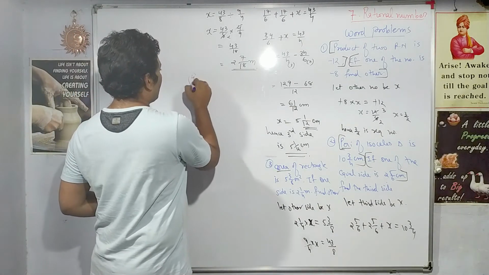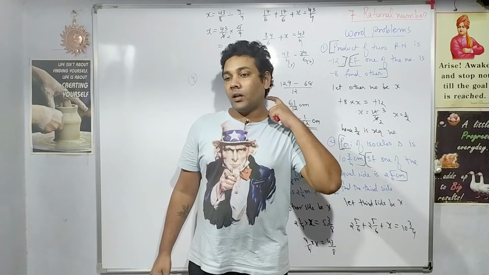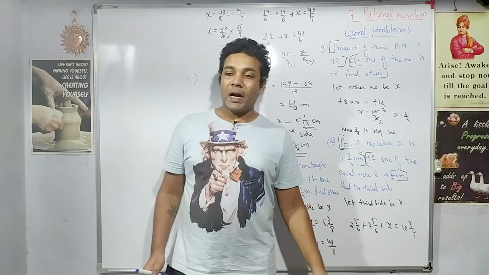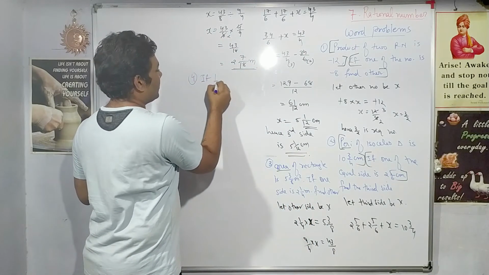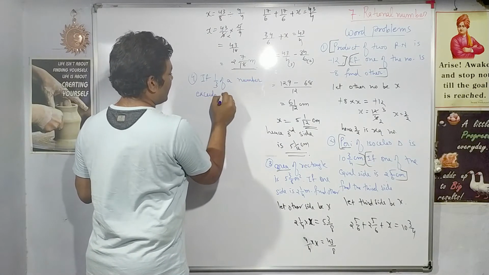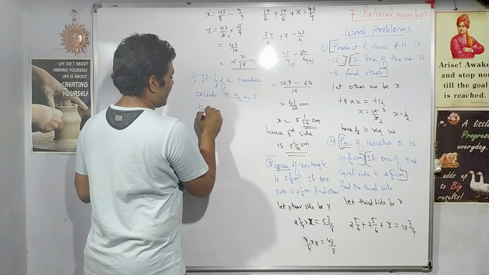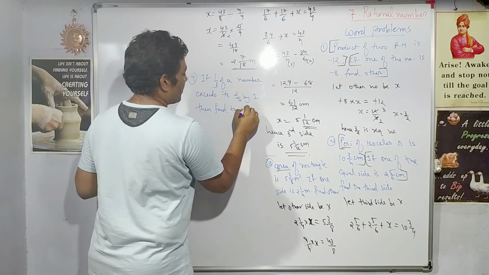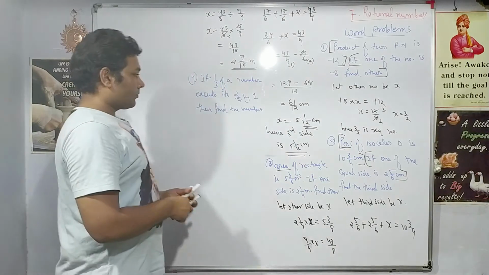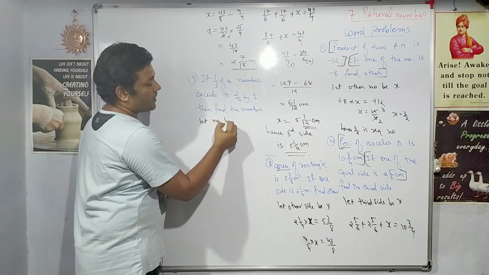Then next, fourth question. If 1/3 of a number exceeds its 2/7 by 1, then find the number, right? So how do we do this? Again let us start. What is given here? We have to find the number. So again we assume the number to be x.